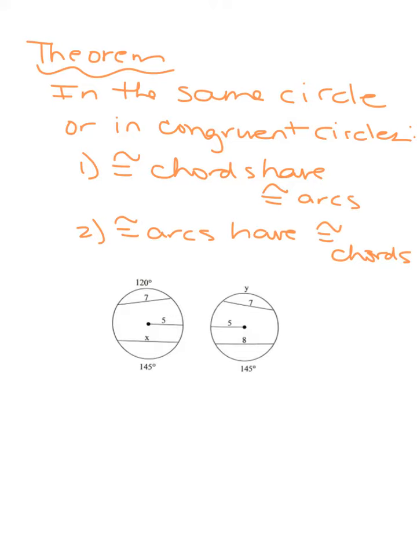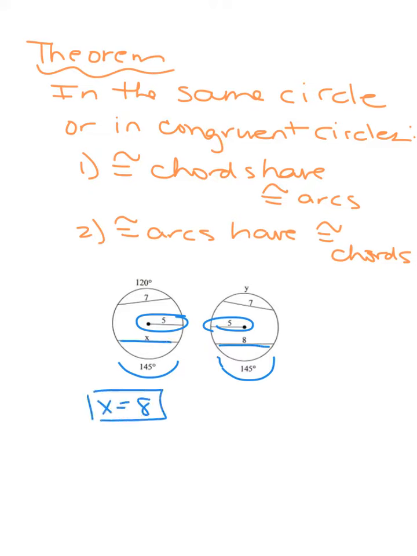Now we know the circles are congruent because they each have a radius of 5. So therefore, when we're comparing, we know this arc is 145 degrees, and this is 145 degrees. So because these arcs are congruent, we know that the chords are congruent. So I can say that this chord is 8, so therefore this chord is 8, so x has a value of 8. I can do the same thing looking at the top of that circle there.